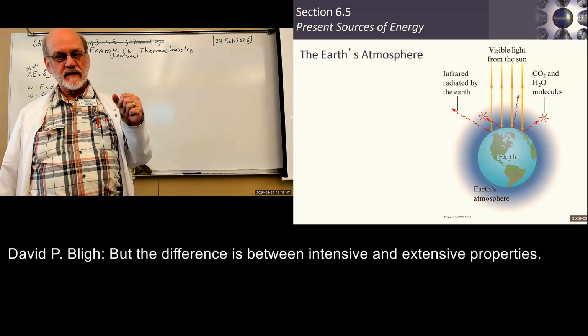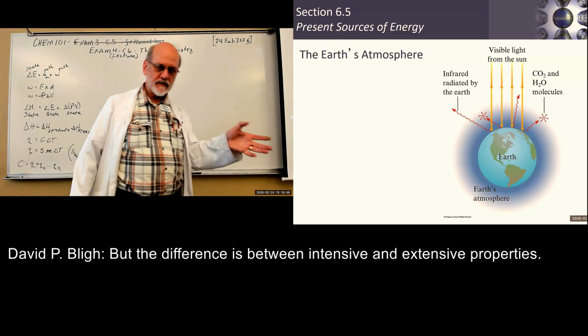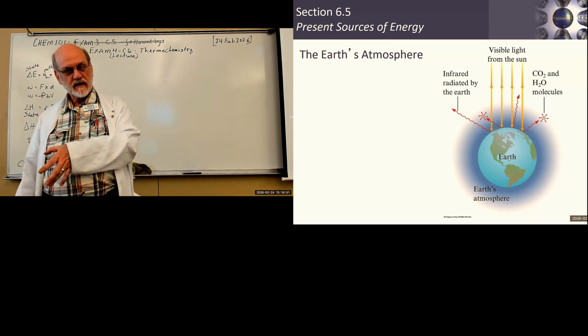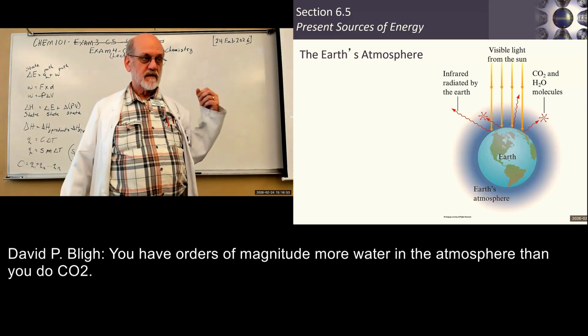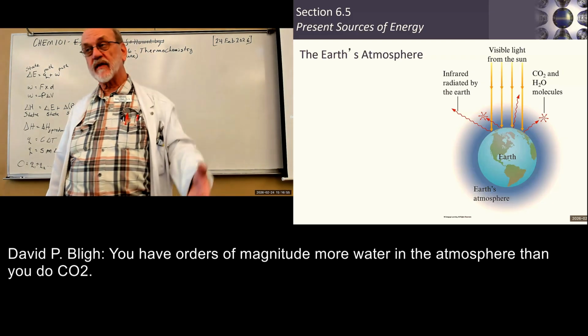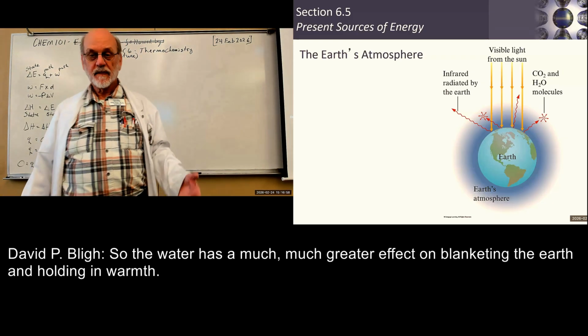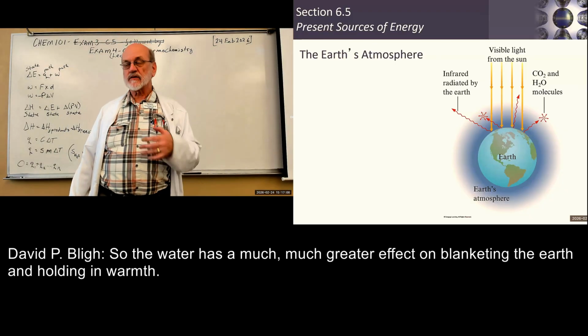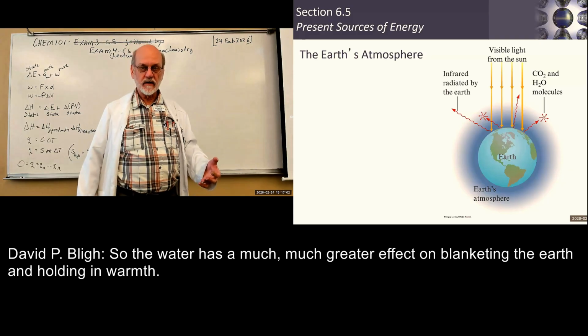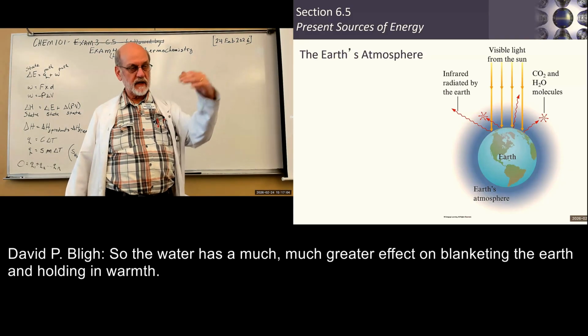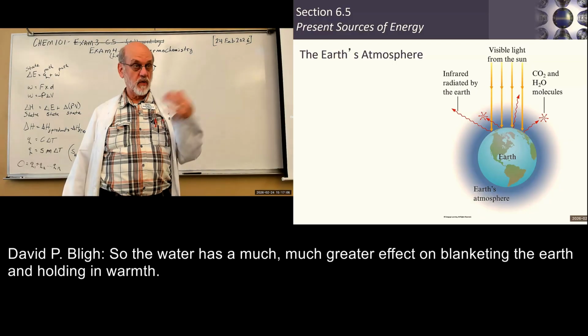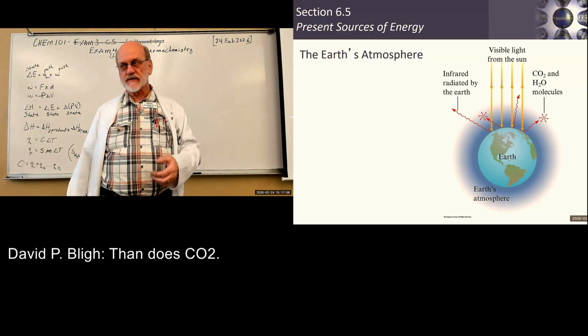But the difference is between intensive and extensive properties. You have orders of magnitude more water in the atmosphere than you do CO2. So the water has a much, much greater effect on blanketing the earth and holding in warmth than does CO2.